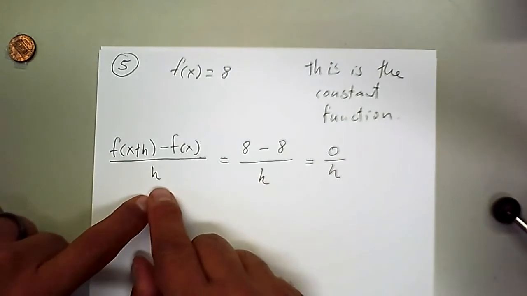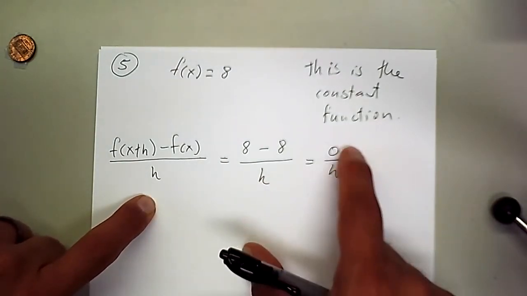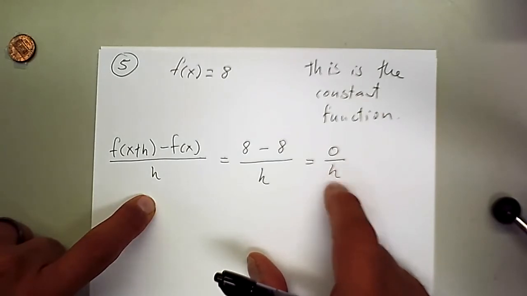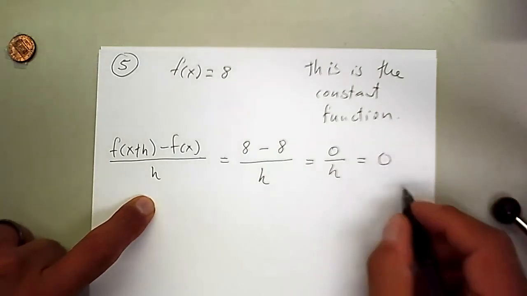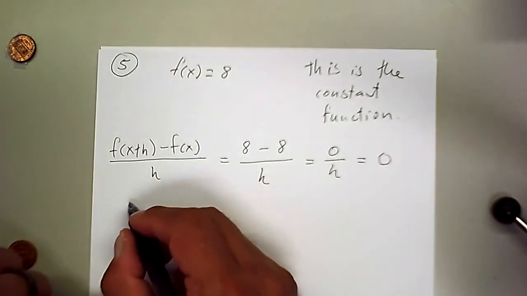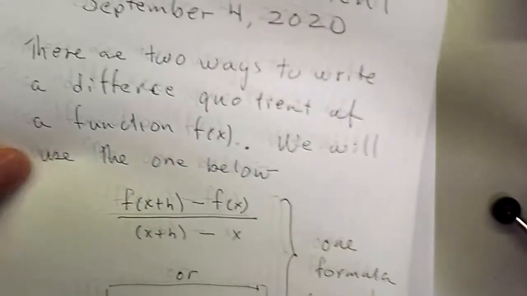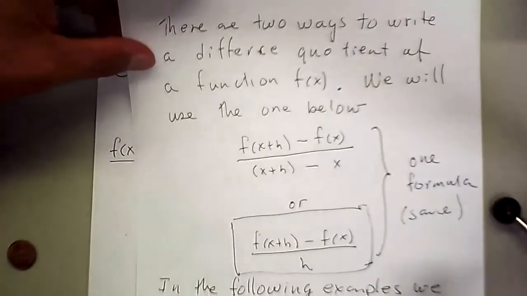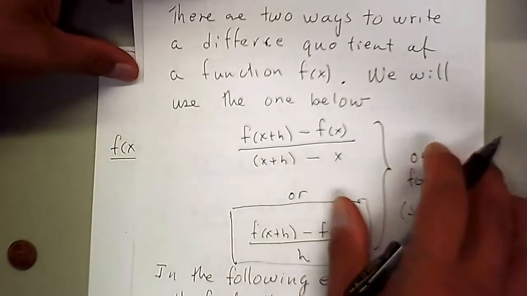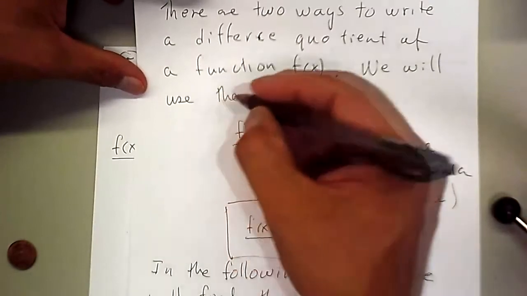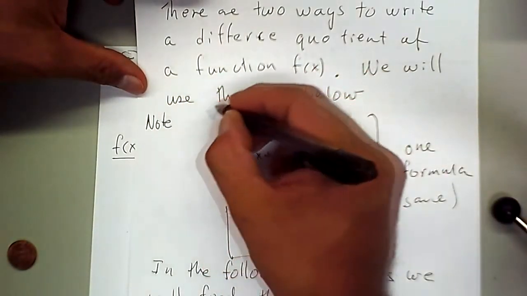While we're finding the difference quotient, we're assuming that h is not 0. So 0 divided by any number that is not 0 is going to give us 0. So in this case, and I should probably have mentioned that earlier, in fact, I'm going to come back to this and state that. So there's a note we're going to add.